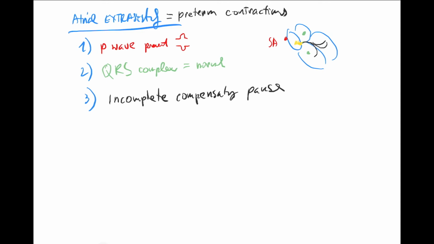And how does it look on ECG? Like this. I won't be drawing T's now, okay? So no T's. So guess which one is the extrasystole? Obviously it's this one. That's the extrasystole. It's a preterm. This could even be negative, it doesn't matter. But it's earlier. It's a preterm contraction.